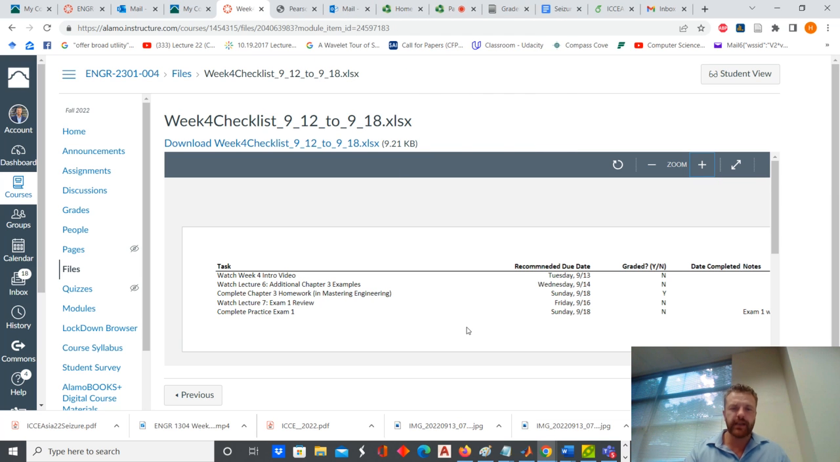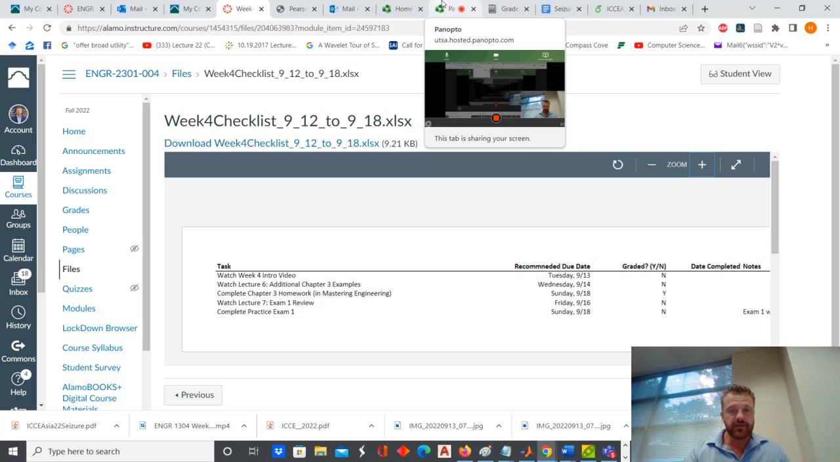So that's what we're going to be doing this week. The first part of the week is just some more examples on chapter 3. We'll put up the homework, which will be due on Sunday evening. And the second lecture of the week, we'll look at the exam 1 review. We'll have a practice exam 1 in my lab, which will be available. So if you have any questions, feel free to reach out.